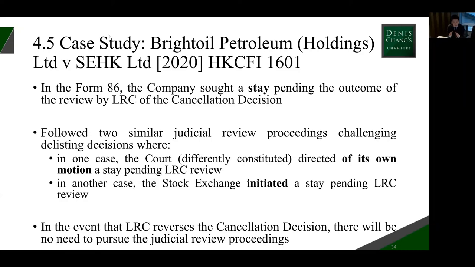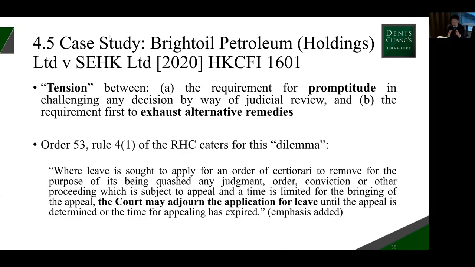So that is the reason why a few companies wish to challenge this first tier decision even before the listing review committee procedure is exhausted. The next slide, please. So you appreciate that it takes time to exhaust the alternative remedy of the listing review committee procedure. As I see it, there's a tension between the requirement for promptitude for challenging any decision by way of judicial review, and, on the other hand, a requirement to first exhaust alternative remedies.